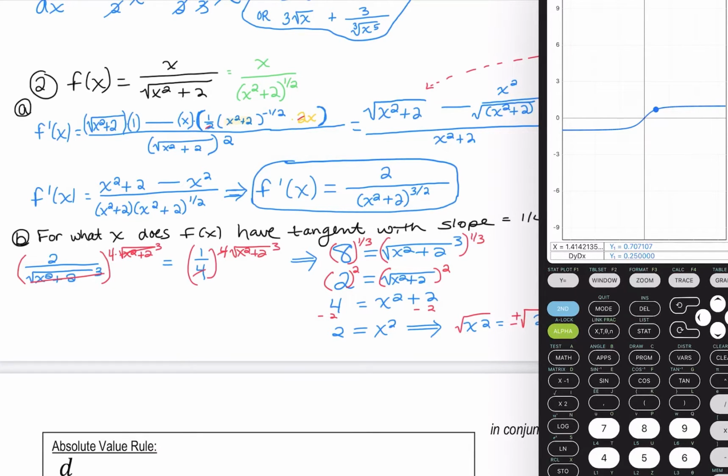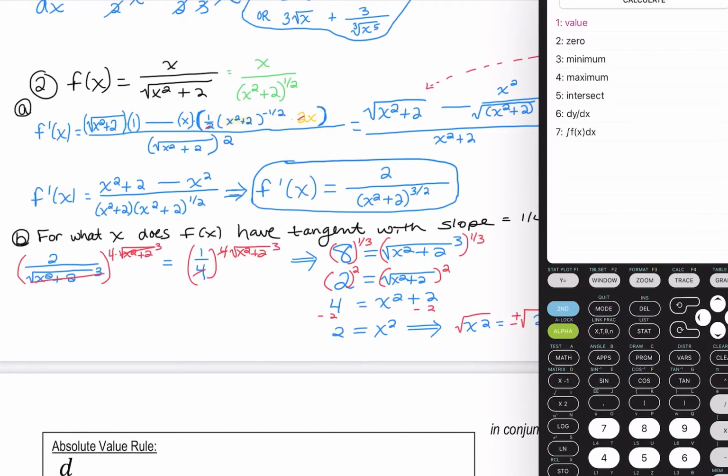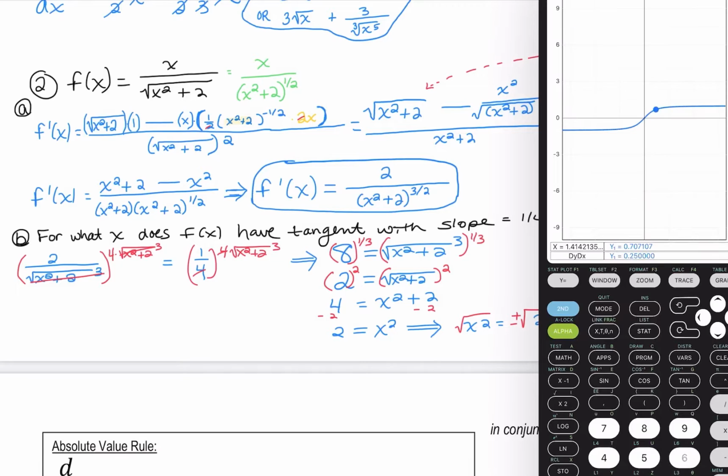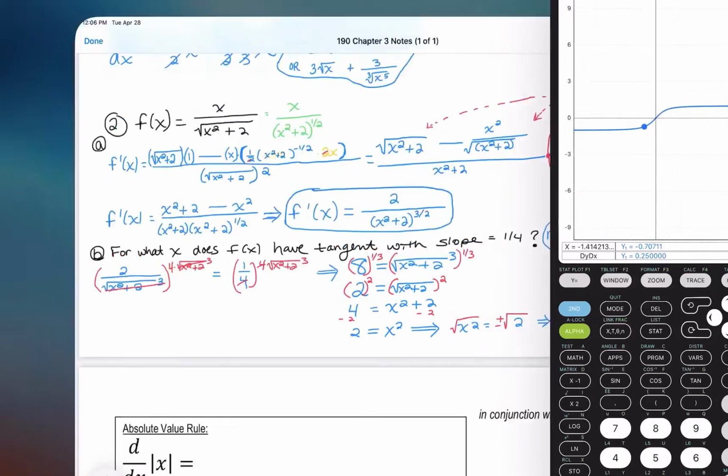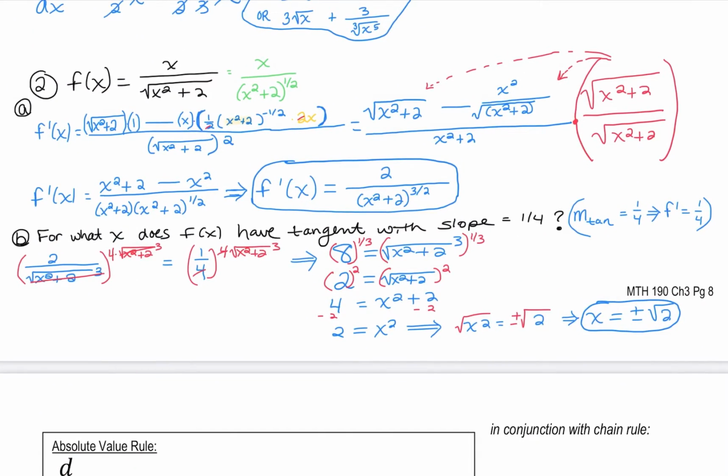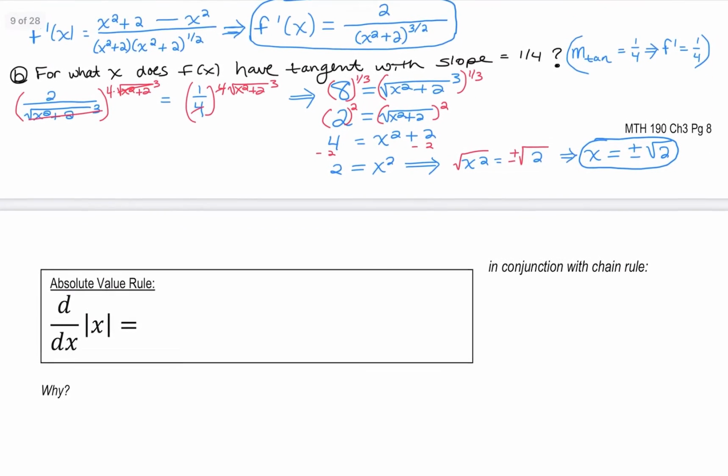But what I want you to notice is on the last row under the graph, it says dy dx, and on the right it says y1. I don't love that. But dy dx is equal to 0.25, and that's the 1/4. If I did this again, the second trace, the calculate menu, number 6, dy dx, and I did it for negative square root of 2, because those are my two answers, again, I am getting this 1/4 value. So here's just an opportunity for us to take a look at actually looking at something on our graphing calculator. All right, so now let's get into the absolute value rule.